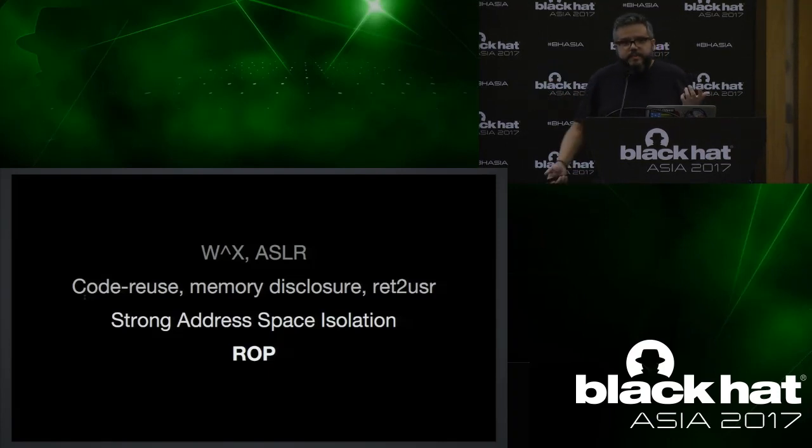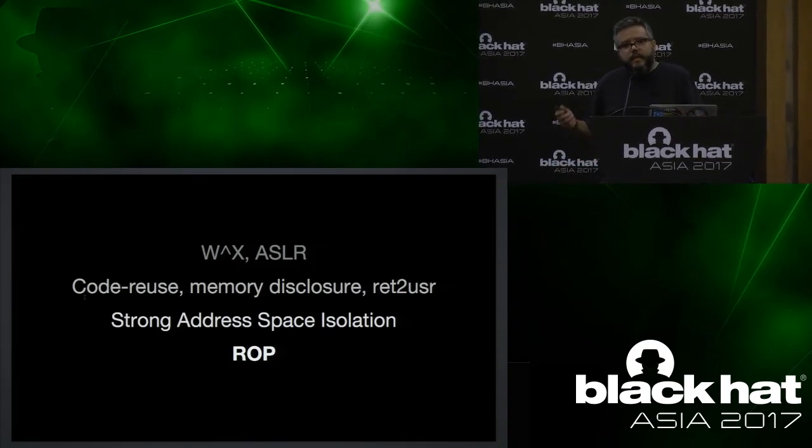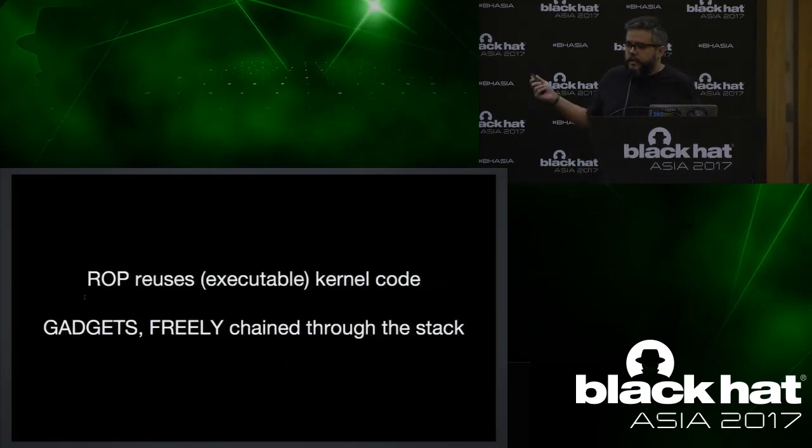But because these protections are becoming really common, attackers developed something called ROP, which is return-oriented programming. Return-oriented programming will basically reuse code. It's a code reuse attack, but we reuse it in a special way to achieve Turing-complete computation. As I said, it's going to reuse kernel code, and it uses a concept that we call gadgets. Gadgets are small instruction sequences which end with an indirect branch. When we are talking about ROP, we are normally talking about a return instruction. And these gadgets can be freely chained through corrupting the stack.